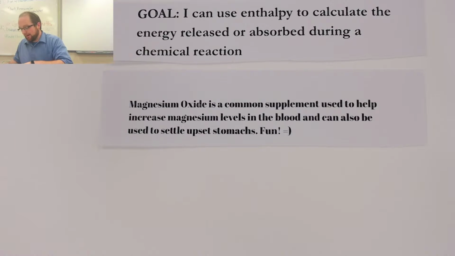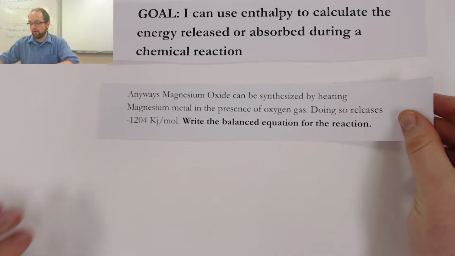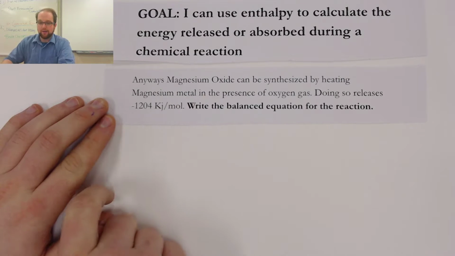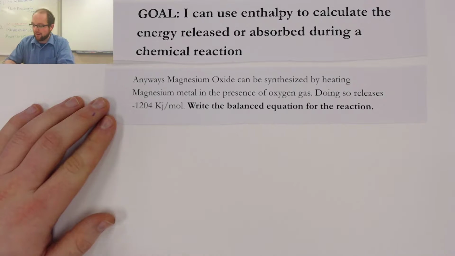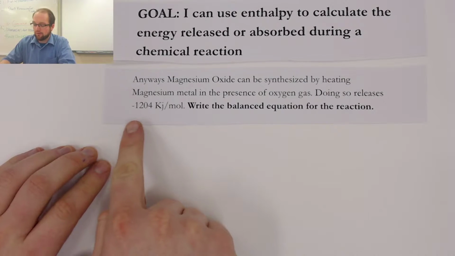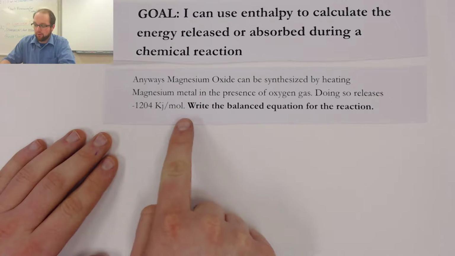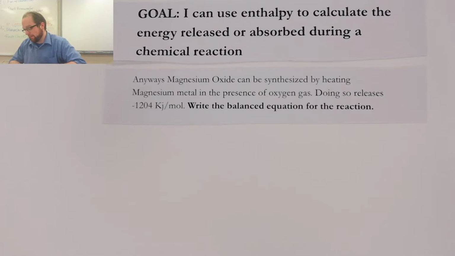But so let's take a look at an actual setup of how we might see this problem in a chemistry homework or test, where we have some amount of magnesium oxide can be synthesized by heating magnesium metal in the presence of oxygen gas. Doing so releases negative 1,204 kilojoules per mole. Write the balanced equation for this reaction. So if you want to take a second and pause and try to write out the balanced equation for this reaction, give it a shot.